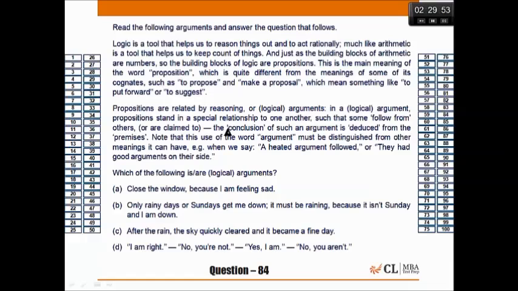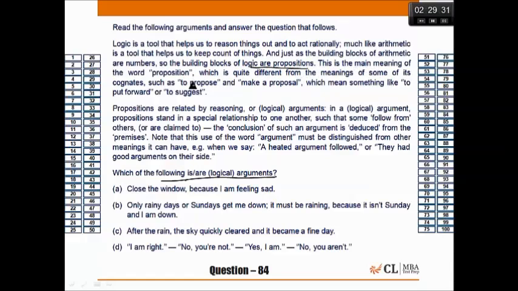Okay. What does it say? Which of the following is or are logical arguments? Okay, let's read this. Logic is a tool that helps us to reason things out and to act rationally. Much like arithmetic is a tool that helps us to keep count of things, and just as the building blocks of arithmetic are numbers, the building blocks of logic are propositions. He explained what logic is. This I know what this means.